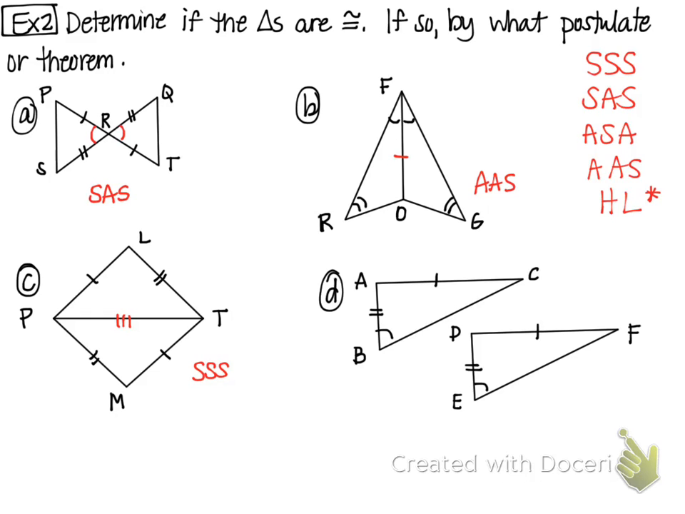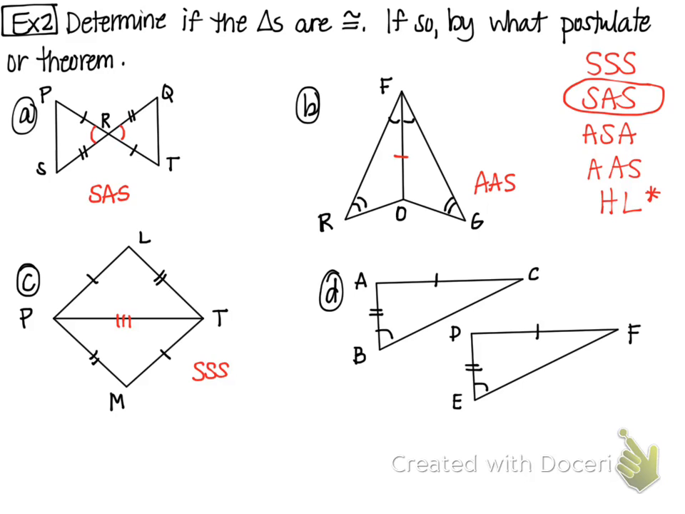So these 2 triangles are congruent by side, side, side. Let's take a look at D. Now, these kind of look like right triangles, but we can't say that they're right triangles. We can't just make that up. So let's take a look here. We have an angle and 2 sides congruent. So let's look at our possibilities. An angle and 2 sides. We've only got one thing that's got an angle and 2 sides.